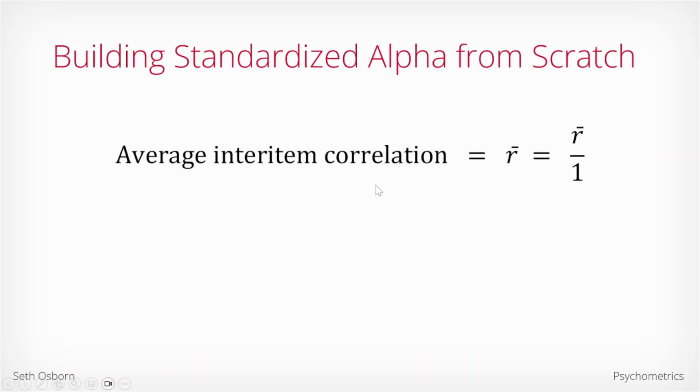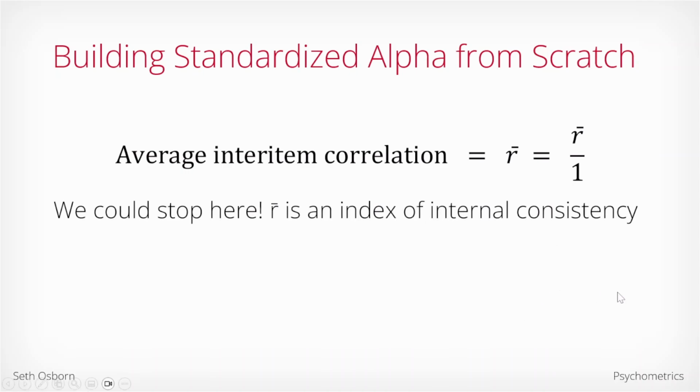Okay, so we've talked about what the average inter-item correlation is, and I'll just note that we can always express a value as being over 1, because anything divided by 1 is itself. In this case, it's useful to think about how the average correlation is expressed out of a maximum of 1. So we have however much out of 1. 1 would be the maximum correlation you could have between items. Correlation can't be larger than 1. Now, we could stop here.